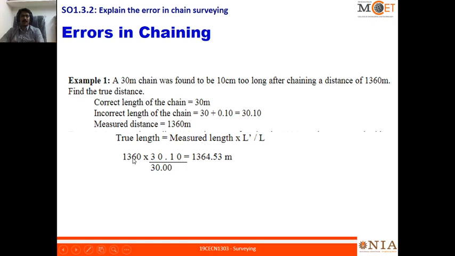See, 1360 and here it is 1364.53. Sir, only 4.53 meter. If you convert to feet, it's approximately 13 feet. If 13 feet of land, whether you will allow it, anybody can take it, no? So these are the things to be considered while doing the calculation part.